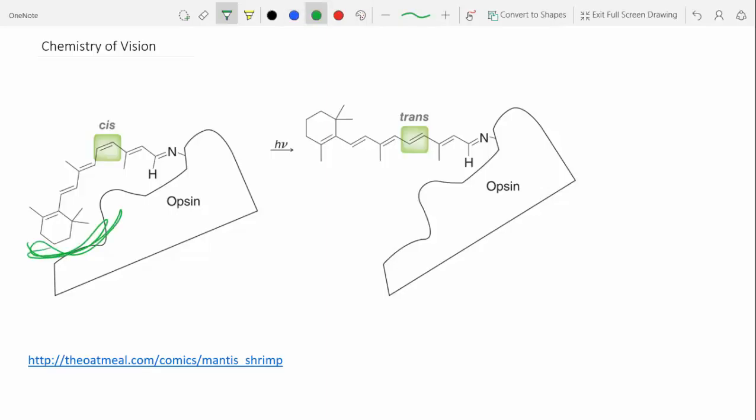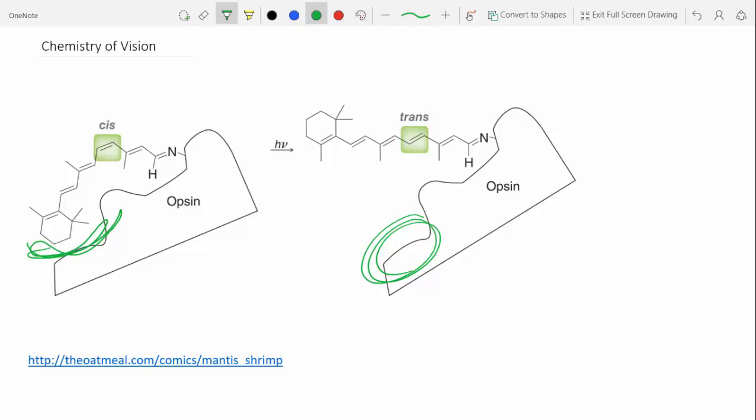However, when we hit it with the correct frequency of light, we can actually excite one of those electrons from the HOMO level to the LUMO level, which allows this cis bond to actually rotate, form a trans bond for a momentary period of time. And during this time, this protein can no longer feel that chromophore, and it sends a signal to your brain that you just saw a light of a specific frequency. So conjugation is highly related to vision.